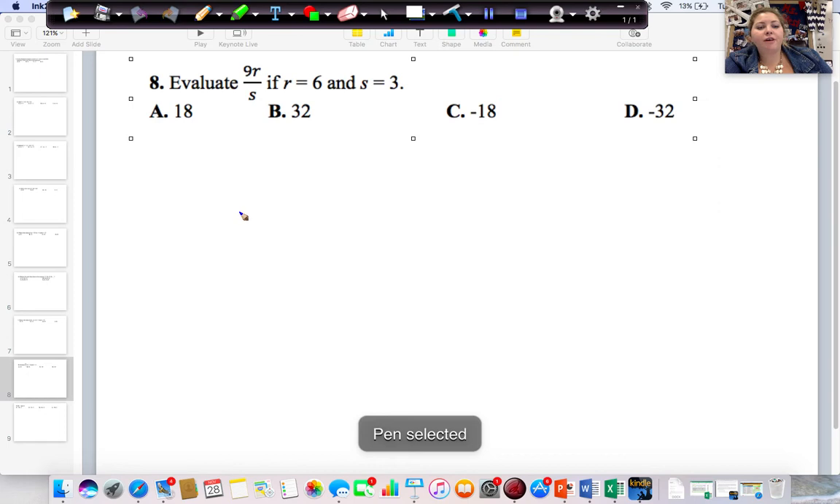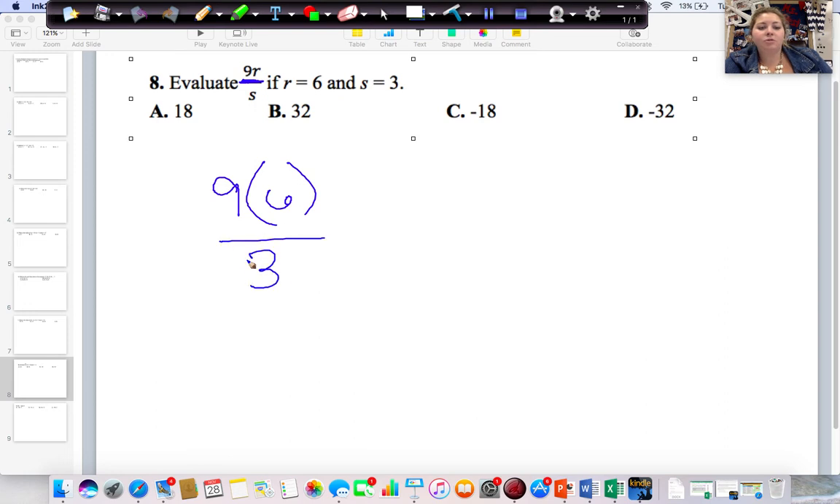Okay, so we've got to evaluate 9 times R divided by S. Whenever you see this fraction bar sign, it is a division sign as well. So 9 times R is 6, divided by S, which is 3. 9 times 6 gives me 54, so I need to do 54 divided by 3 now.